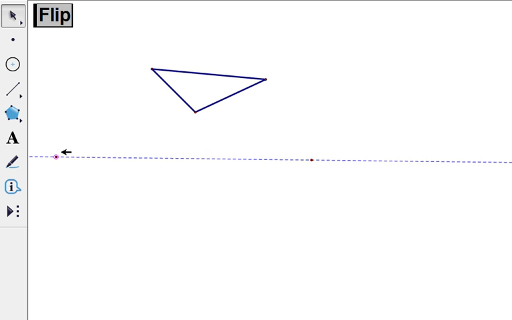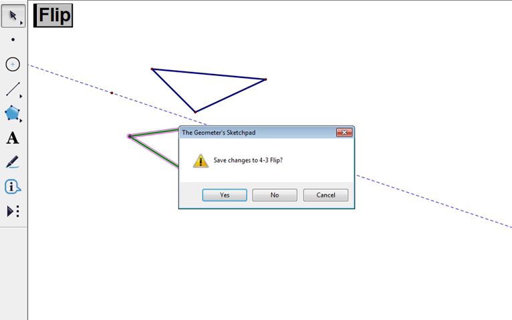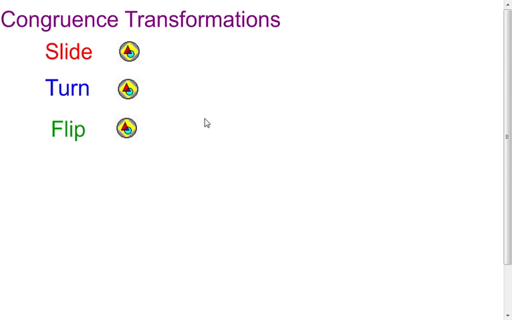The line doesn't have to be horizontal. Maybe the line's here. It's still going to flip, but now it's going to end up in a different place because the line is moved. And that's referred to as the flip congruence transformation. So we have our congruent triangles, and then we have the congruence transformations when dealing with congruent triangles.